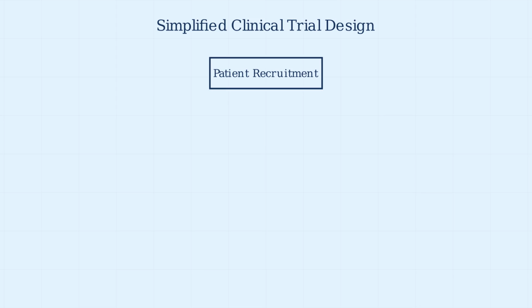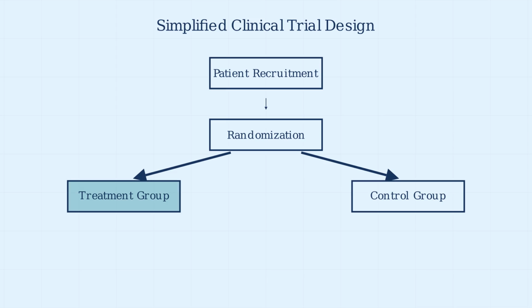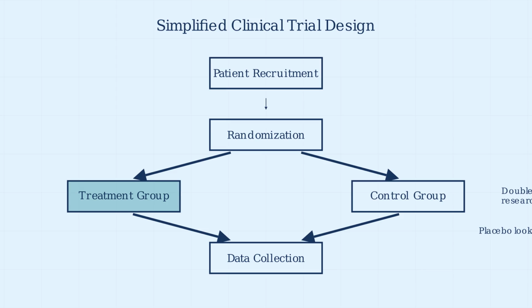Let's look at a simplified clinical trial design to see how control groups are implemented. After patients are recruited, they're randomly assigned to either the treatment group or the control group. In a double-blind study, neither the patients nor the researchers know who is receiving the real drug versus the placebo. Data is collected from both groups, measuring the same outcomes to determine if the drug outperforms the placebo. Finally, statistical analysis compares the results between groups to determine if any observed benefits are statistically significant and not due to chance.